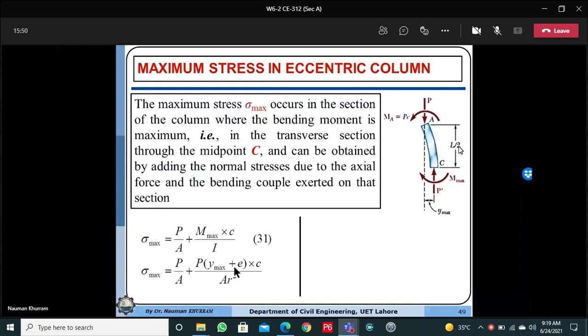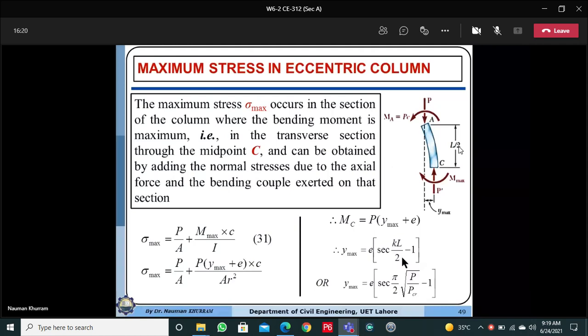So if you simplify, you can substitute the value of y maximum from this expression that you have already derived, which is e secant of pi by 2 times root P over P critical. If you are using this formula, you need to make sure that your calculator is in radian mode. Only radian mode is accepted. This formula is only applicable in radians.